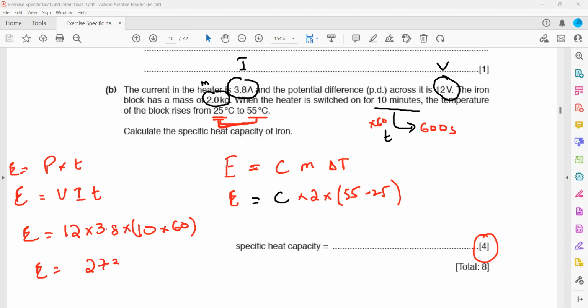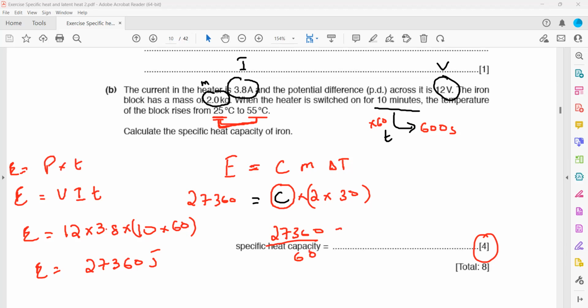That is 27,360 joules. That is the energy we supplied. So E is 27,360. Now we need the specific heat capacity. This 2 and the 55 minus 25, which is 30, so I can just write 30 here as the temperature change. It will be 60, then 60 on the other side divided, so it will be 27,360 divided by 60, which is 456. The unit of specific heat capacity is joules per kilogram degree centigrade.